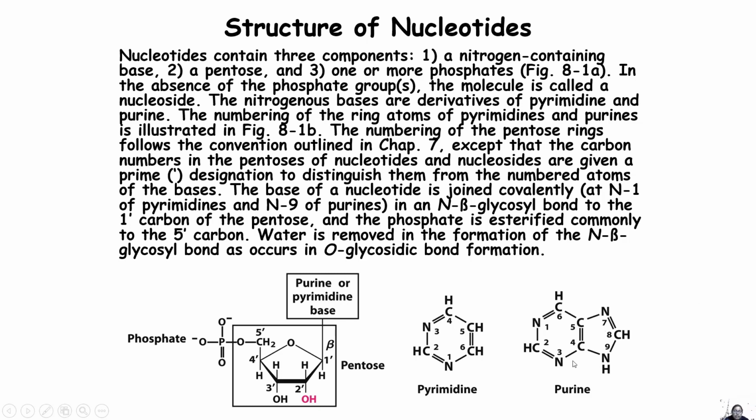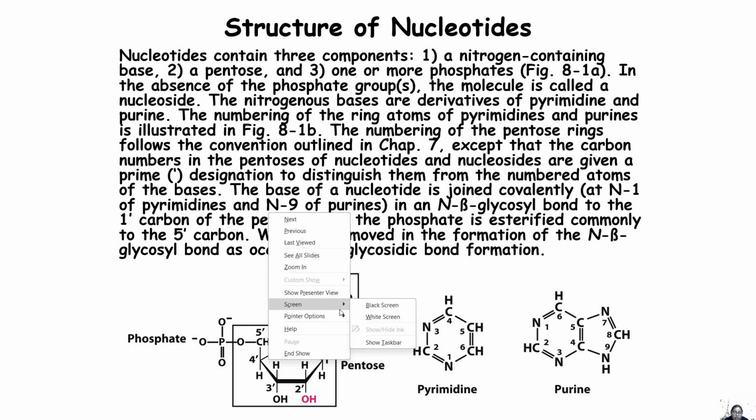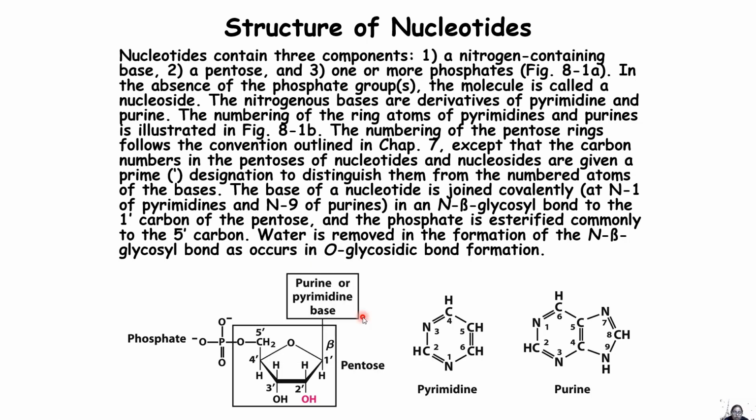The numbering of the pentose rings follows the normal convention, except that the carbon numbers in the pentoses of nucleotides and nucleosides are given a prime designation to distinguish them from the numbered atoms in the bases. So the base of a nucleotide is joined covalently at N1 of pyrimidines and N9 of purines in the N-beta-glycosidic bond to the 1 prime carbon of the pentose, and the phosphate is esterified commonly to the 5 prime carbon. Water is removed in the formation of the N-beta-glycosidic bond, as occurs in O-glycosidic bond formation.